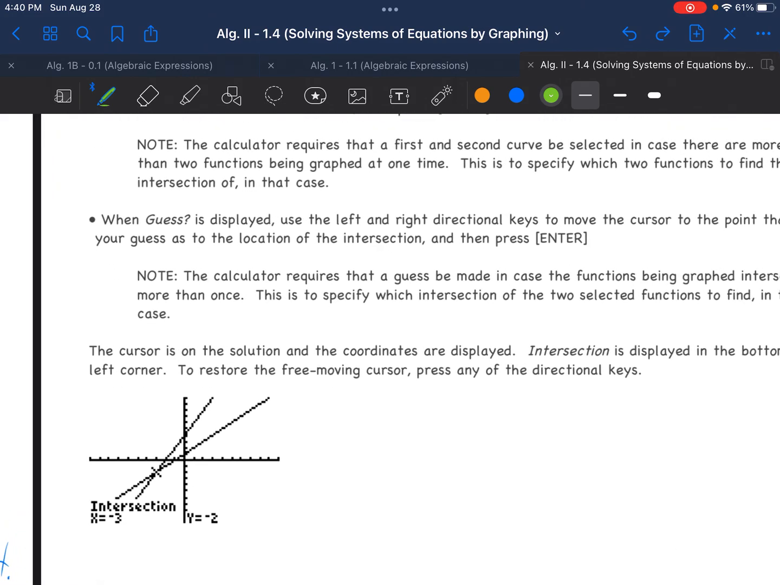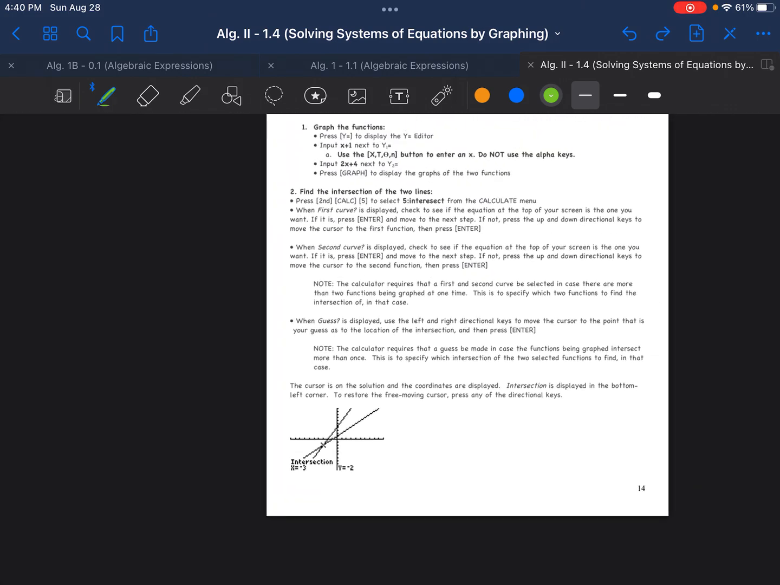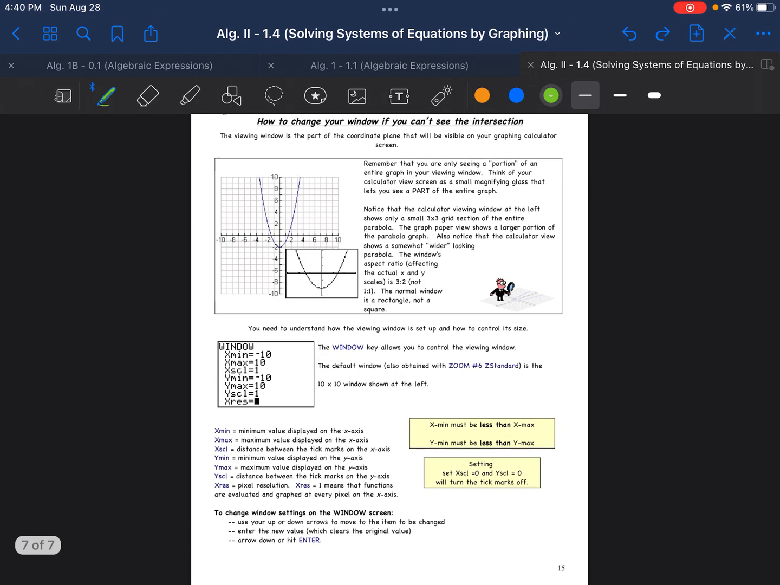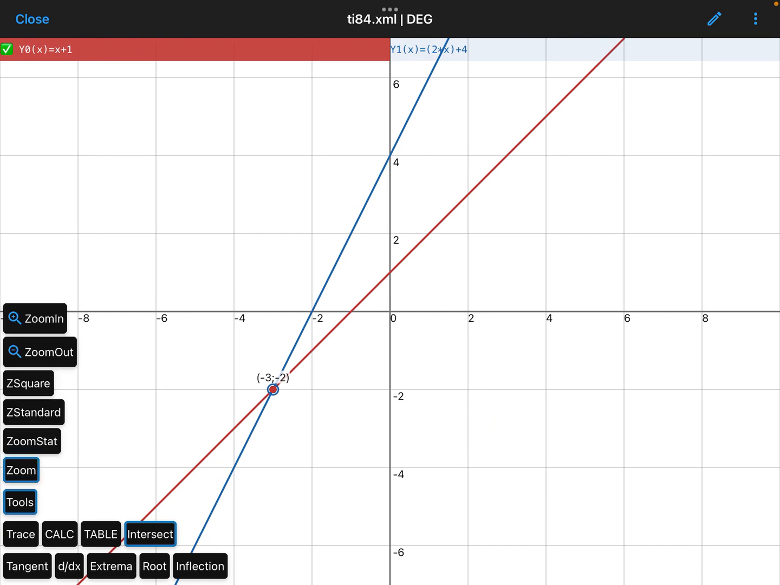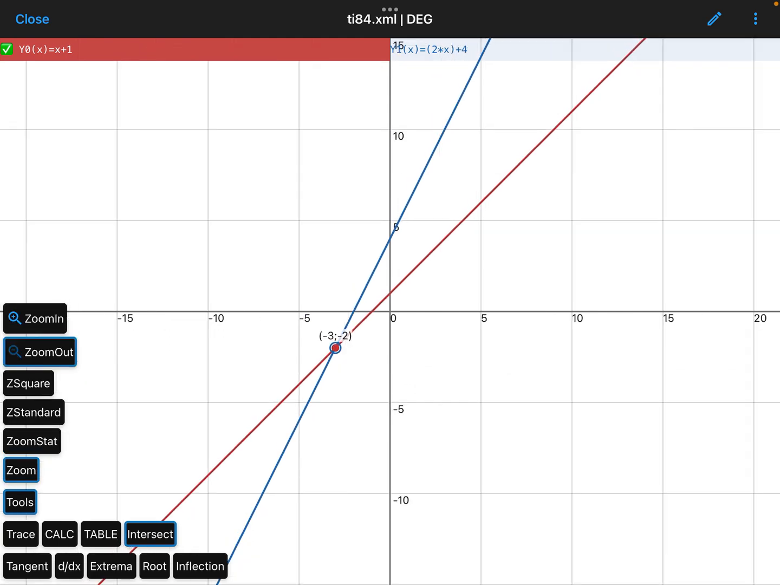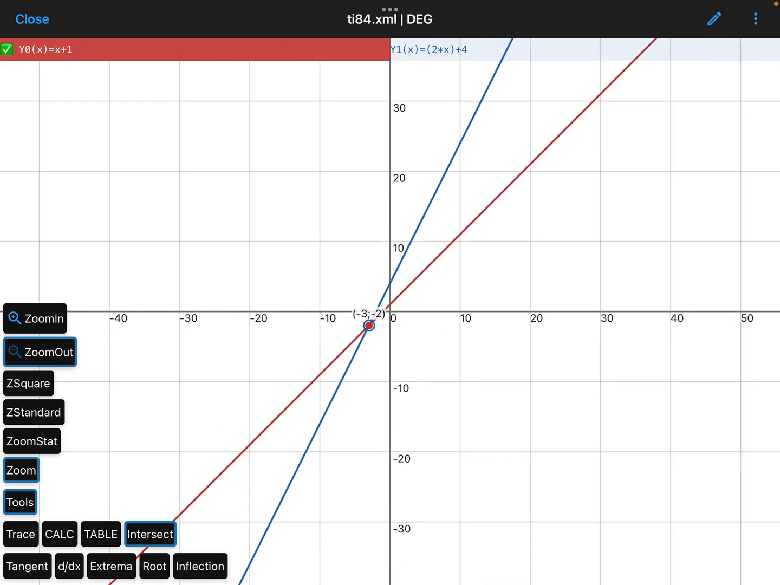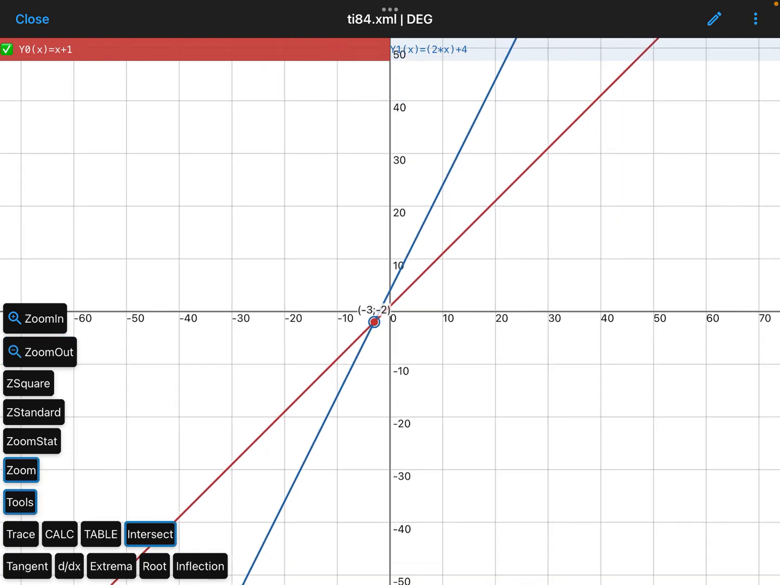And once again, on your handheld calculator, it would look like this. Now, if you're having trouble seeing the intersection, remember you're just seeing part of the graph. So just like on my app here, I'd have to zoom out to see more and more of the graph as it keeps going forever and ever.